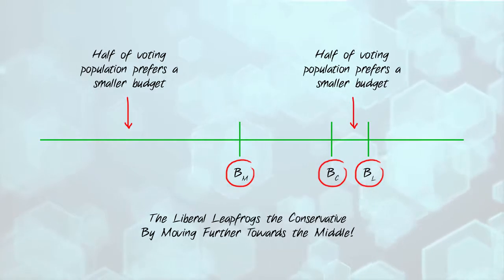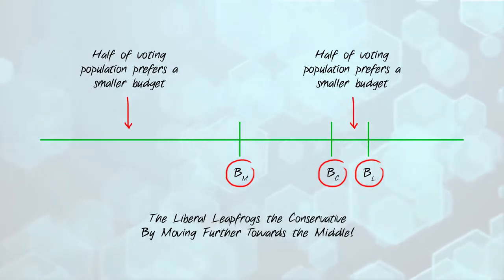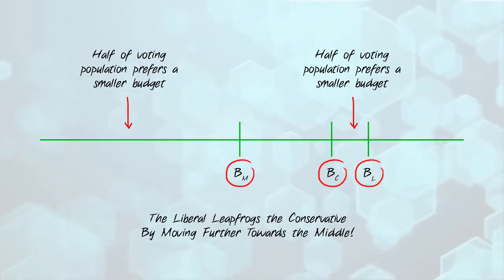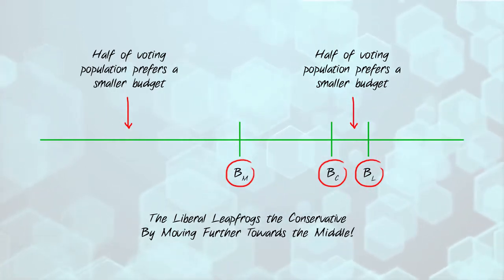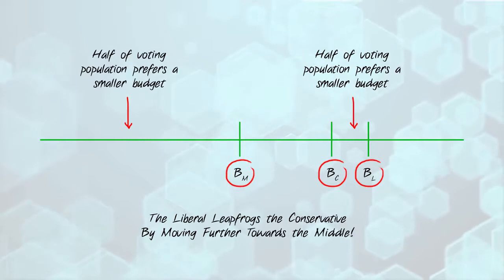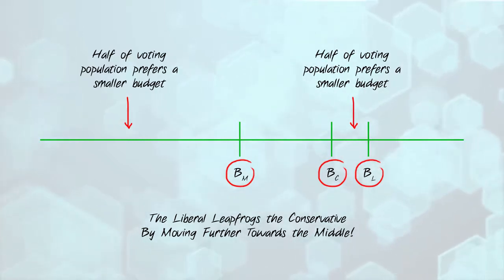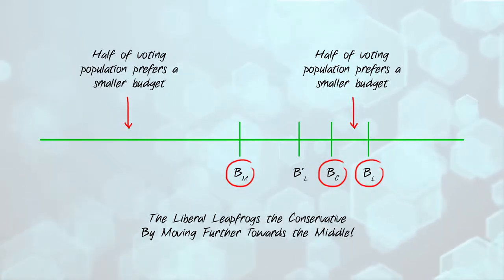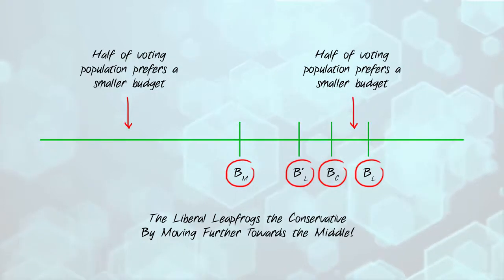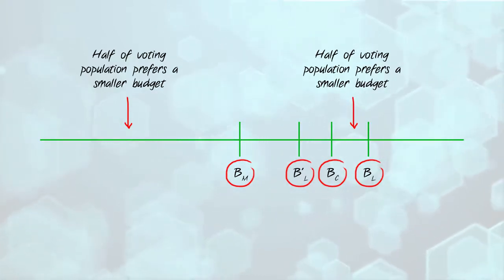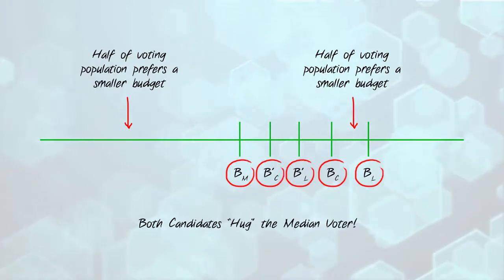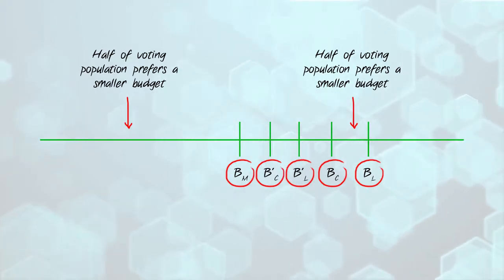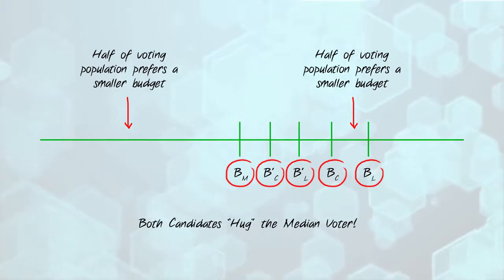Of course, the Labour Party candidate's pollsters may be smart enough to figure out that their candidate has been outflanked during the campaign, and thereby advise their candidate to leapfrog the Conservative's position by moving to B prime sub L. You can see, of course, that the Conservative might then move to B prime sub C, and so it will go until both candidates effectively hug the median voter position.